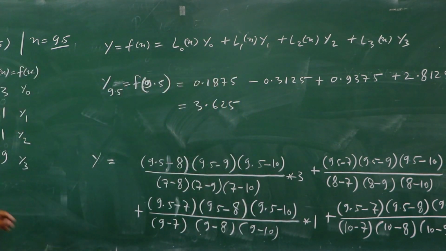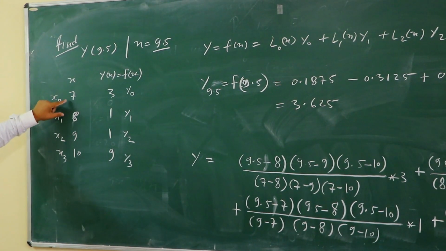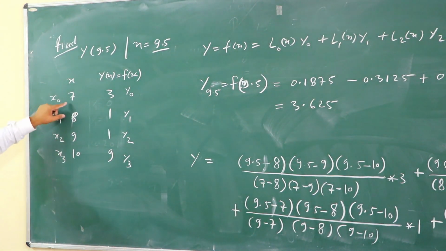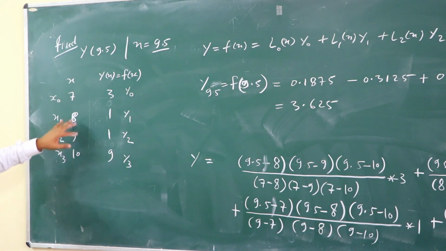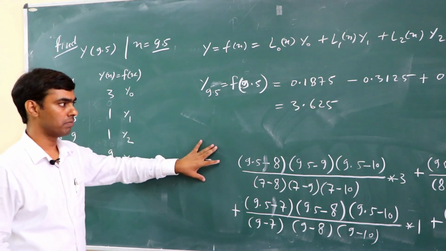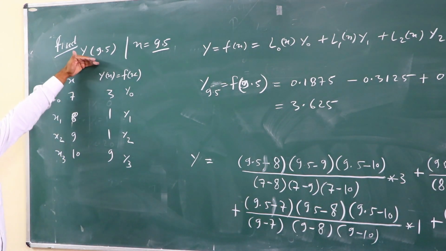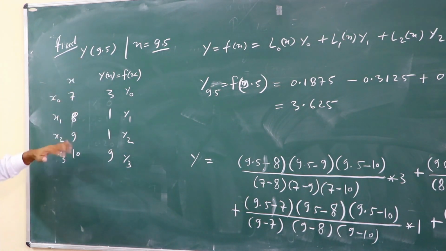So in this example, the class interval among the arguments is what? 1. The difference between 8 and 7 is 1, 9 to 8 is 1, 10 to 9 is 1. This means this problem can also be solved for 9.5 with the help of the backward interpolation formula, because this is an equal class interval. This data is available with equal class interval, and we try to find out the value of y at 9.5.